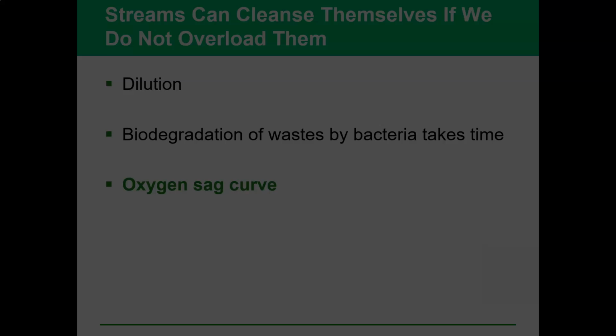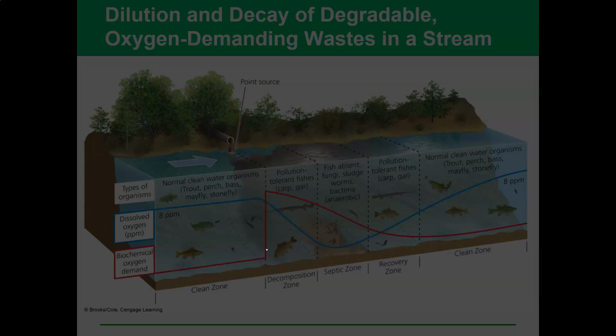So we're going to look at streams, right? And a stream or a river can cleanse itself if we don't overload them. So they can take a certain amount of pollution and clean themselves, but it does take time and it can be an issue. And what we have here is this thing called an oxygen sag curve. So let's look at this real quick.